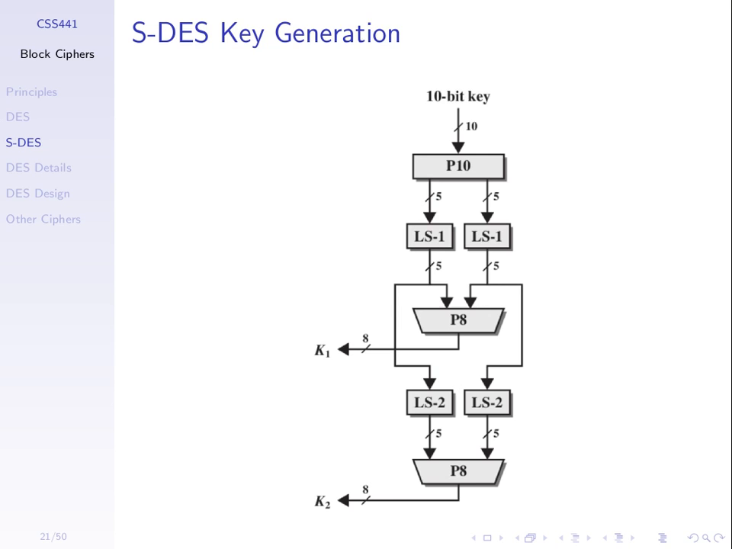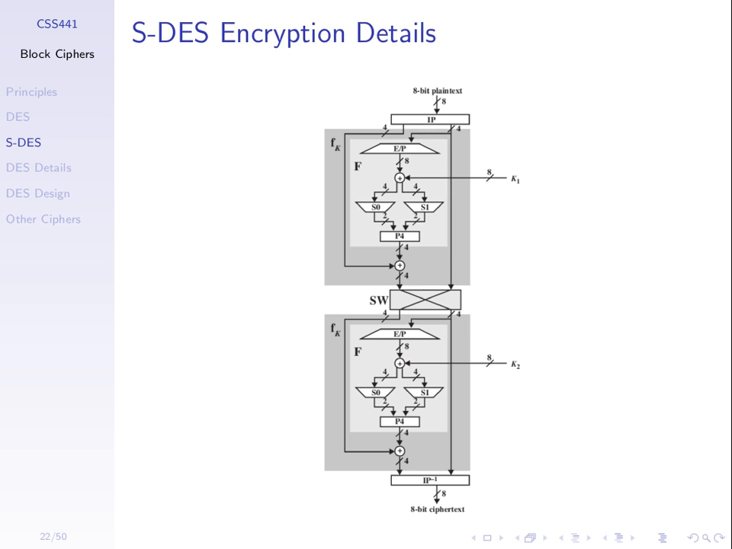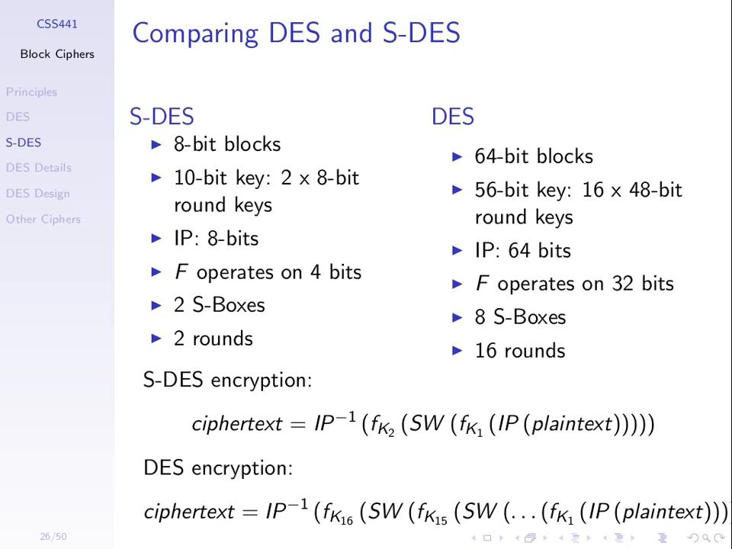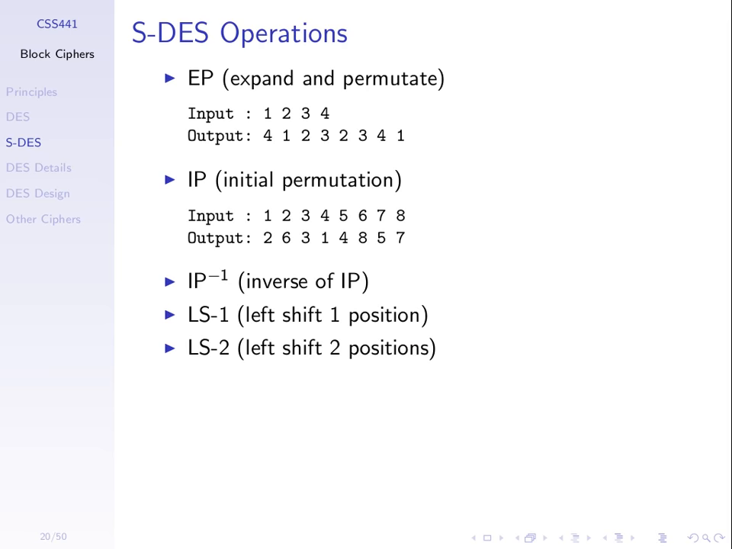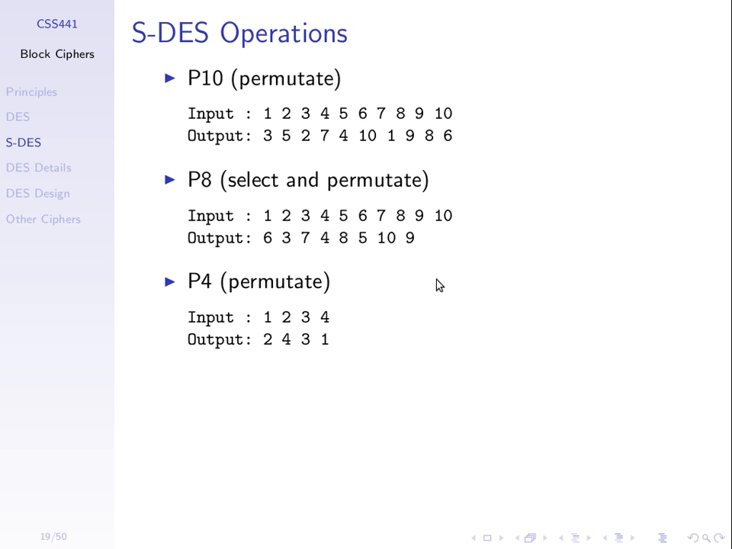What's next? Join those 2 5-bit values, pass them into P8. P8 is another permutation, so we're just rearranging the bits. Left shift is also a permutation. What is P8? P8 is defined here. It's actually select and permutate. That is, we start with 10 bits in, 1 through to 10. Bits 1 and 2 are discarded. We just take the last 8 bits and rearrange them according to this fixed definition of P8.